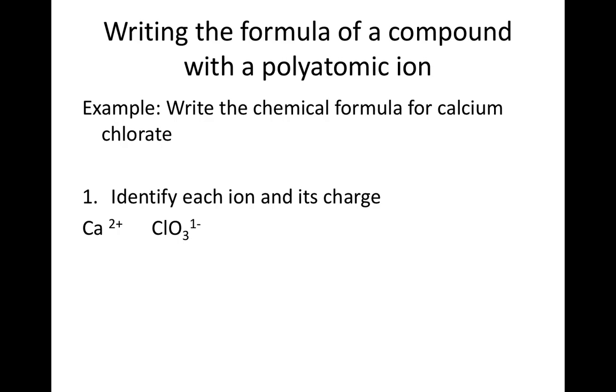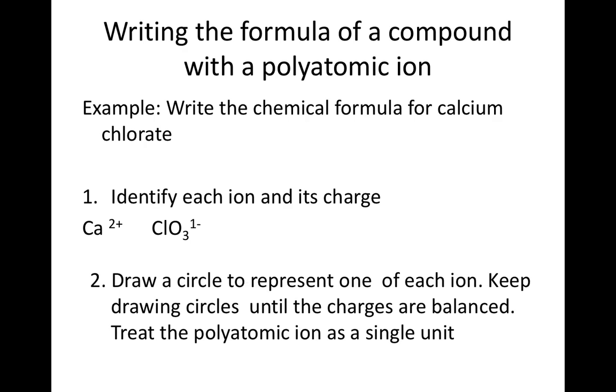Notice that it's not ending with IDE, so it's not a nonmetal. Most of the polyatomic ions end with ATE or ITE, like sulfite or chlorate. And so you have to look at the table of polyatomic ions to find chlorate. It's ClO3 1-. Then we draw a circle to represent one of each ion. Keep drawing circles until the charges are balanced.